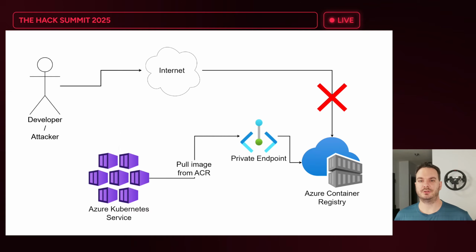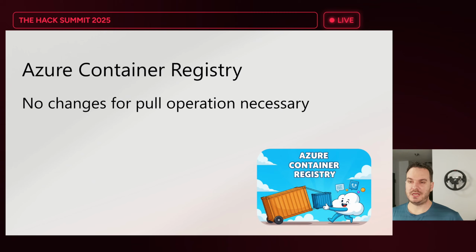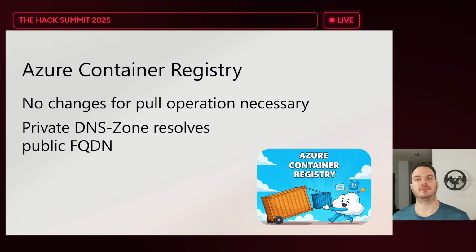But if we switch to a private connection, the way it works in Azure is again with a private endpoint. Then our AKS cluster can pull images over this private connection, and the developers, but also the attacker, don't have access to the container registry anymore. What's really awesome about this is that we don't need any changes in our AKS cluster, because with the private endpoint, we also get a private DNS zone, and then the AKS cluster can resolve the private endpoint over this private DNS zone. Technically it works like that: the private DNS zone overrides the public DNS entries.